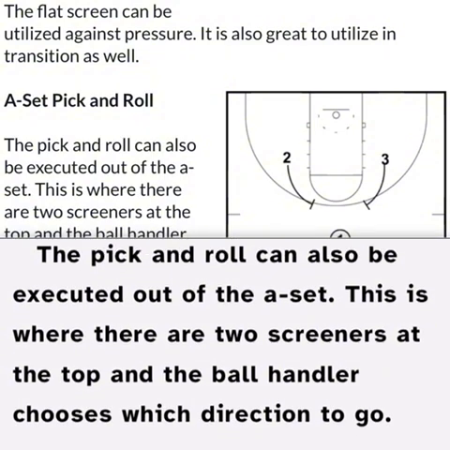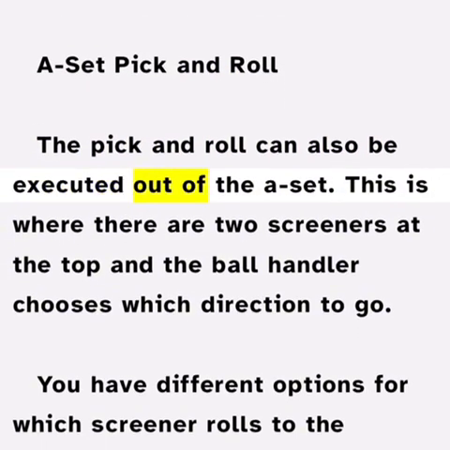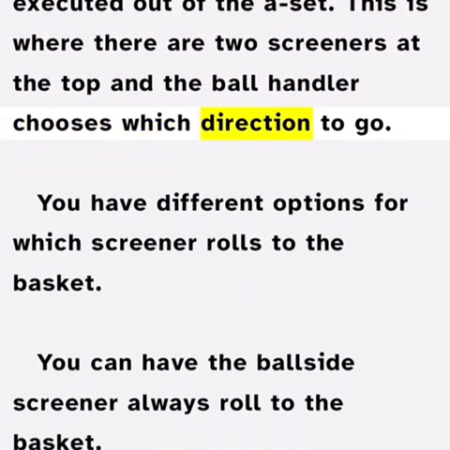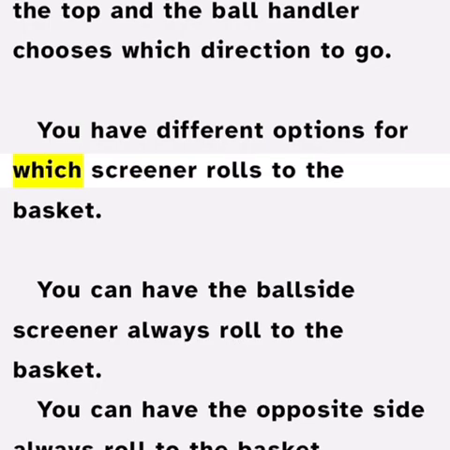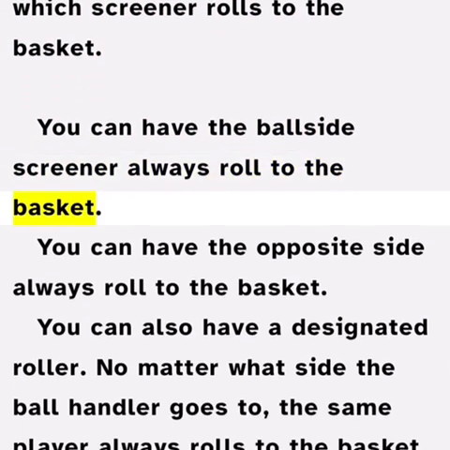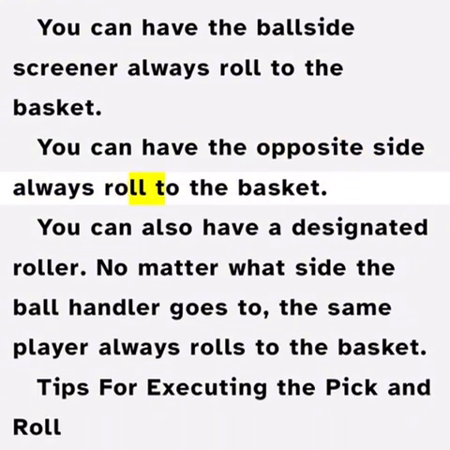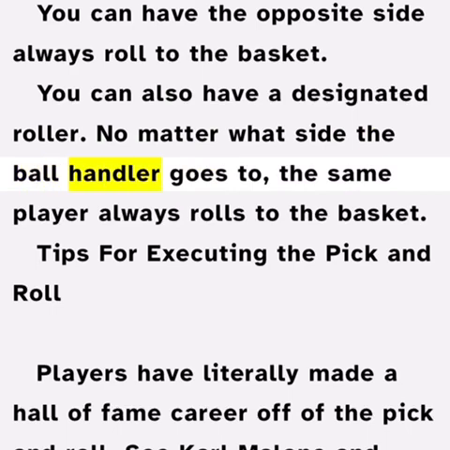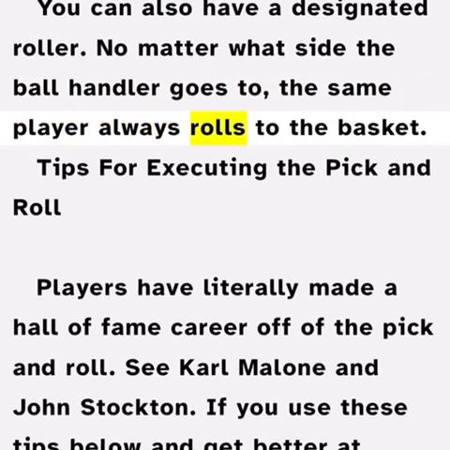A-set pick and roll. The pick and roll can also be executed out of the A-set. This is where there are two screeners at the top and the ball handler chooses which direction to go. You have different options for which screener rolls to the basket. You can have the ball side screener always roll to the basket. You can have the opposite side always roll to the basket. You can also have a designated roller. No matter what side the ball handler goes to, the same player always rolls to the basket.